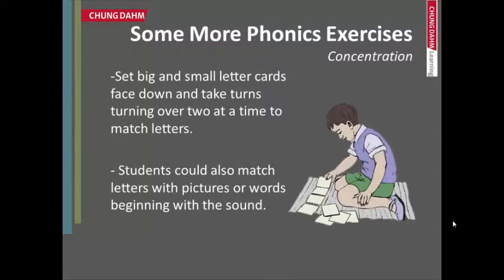Another idea is a simple concentration game, and this can be done by allowing students to match big letters with small letters, or giving students pictures or words with various beginning sounds, and then the students have to match the picture with the letter that makes that sound.